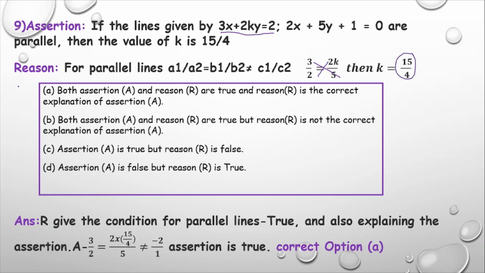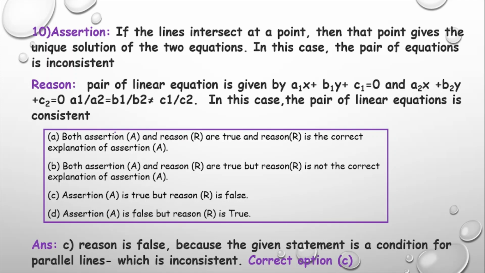So the reason is a calculation part. We calculated it, it is correct. The same thing is shown in the assertion also. So both are true statements. Both are talking about the condition for parallel lines. So I go for option A.